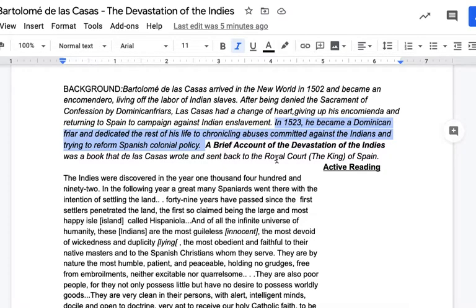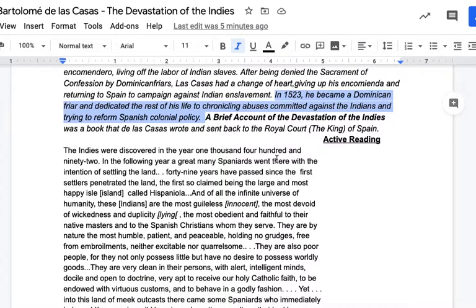Okay, very helpful. That tells me right off the bat an awful lot about who the author or speaker is, and it tells me who the audience is, which is the King of Spain. Now I start to read the document. The Indies were discovered in the year 1492. Columbus sailed the ocean blue in 1492.